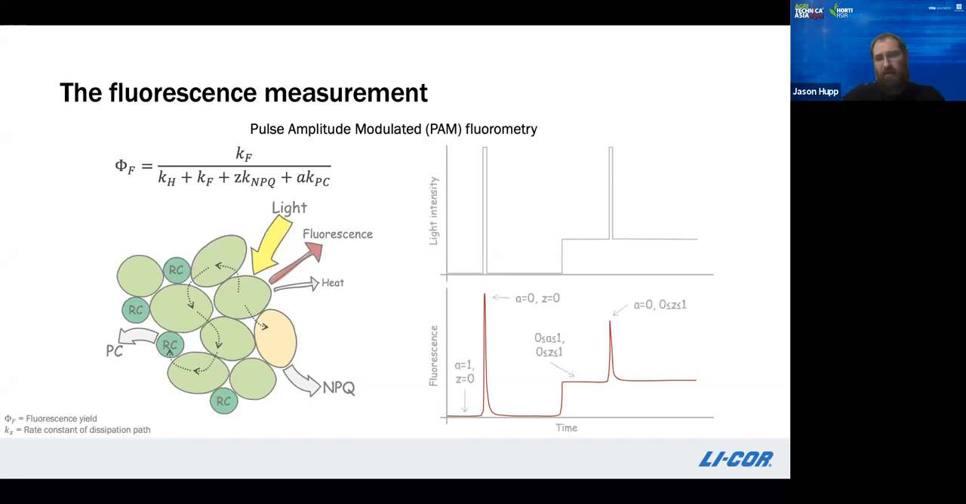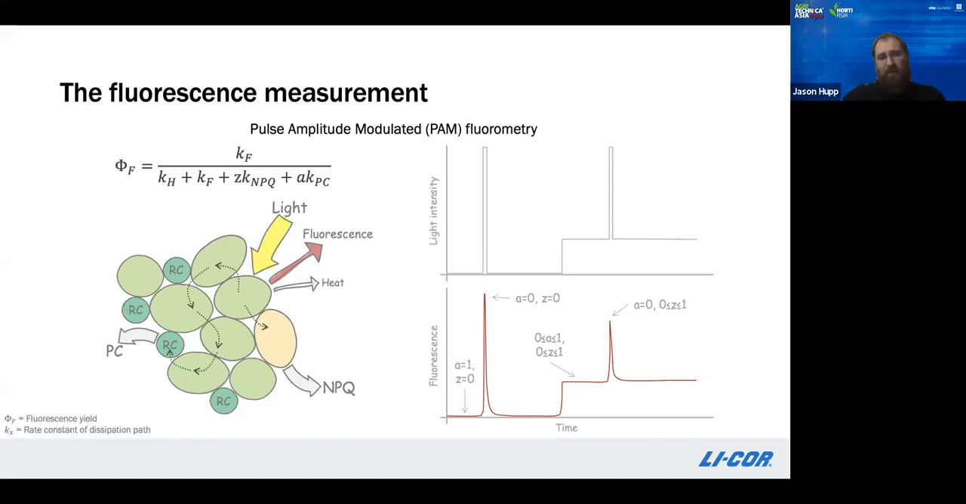So in the dark, when we're just giving that modulated light, NPQ is not induced, so Z equals 0. 0 times K NPQ is 0, right? NPQ is only induced in the light, so in the dark, it's turned off. And then in the dark, in a fully relaxed state, photochemistry is at its potential maximum capacity, right? So A equals 1, there's no reduction in its rate constant. When we provide the saturating pulse in the dark, we drive both A and Z to 0.